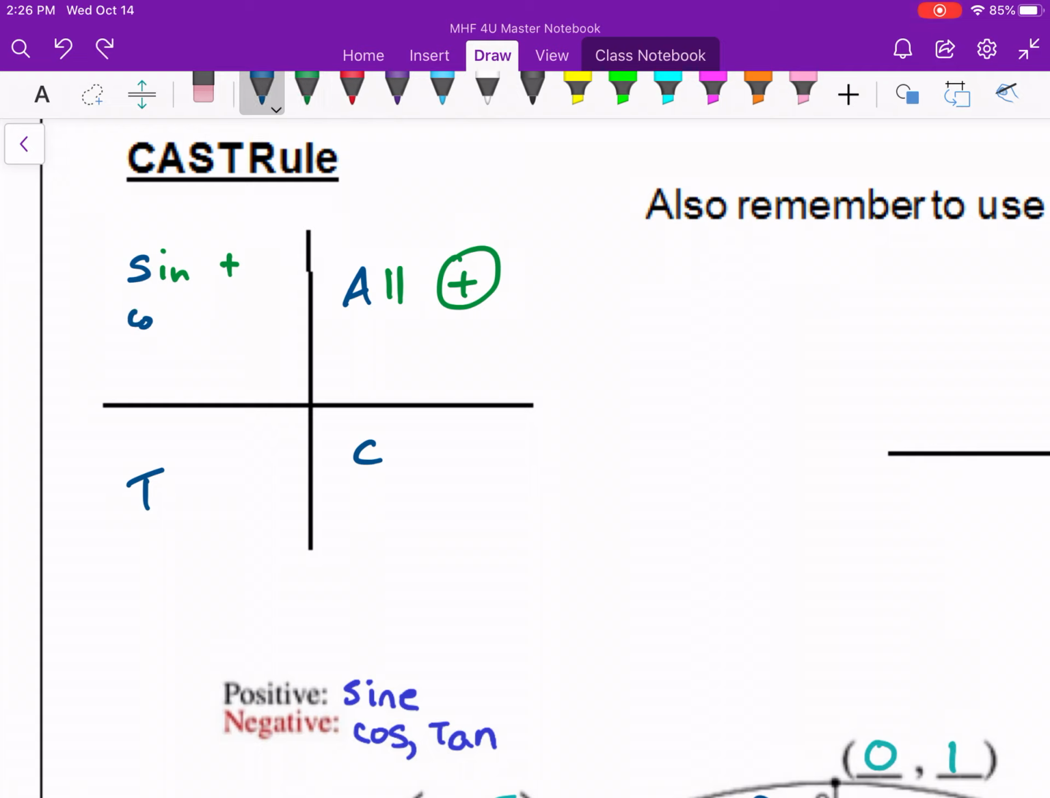Let's put that in, how do I want to do this? Sine is positive, I'll put it in brackets here. Cos and tan are negative. These brackets are confusing. I don't like that. Let me get rid of the brackets. Cos, tan, negative. We'll just leave it like that.